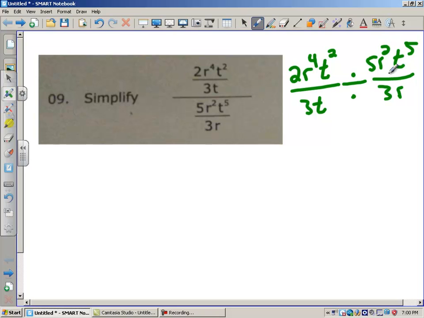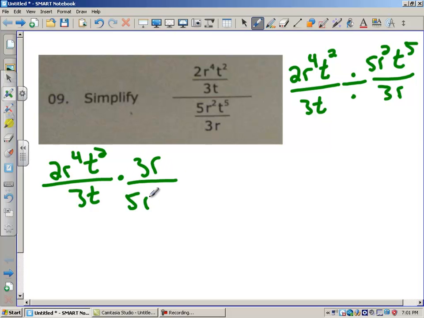And of course you told me that when you're dividing, you're going to flip this second fraction over and multiply. So we really turn this into 2r to the 4th t squared over 3t times 3r over 5r squared t to the 5th. So we flip that over and multiply.